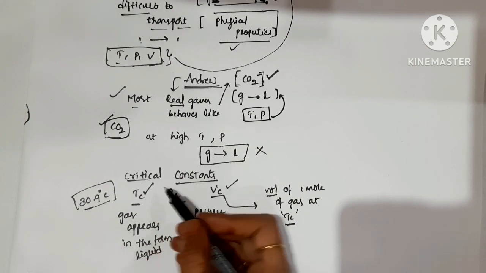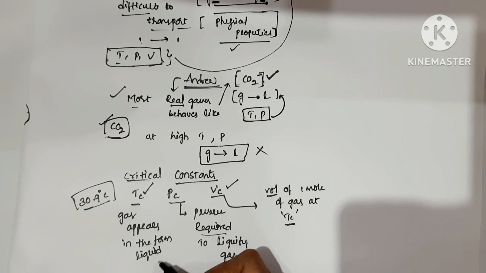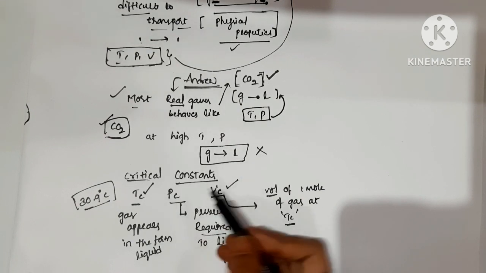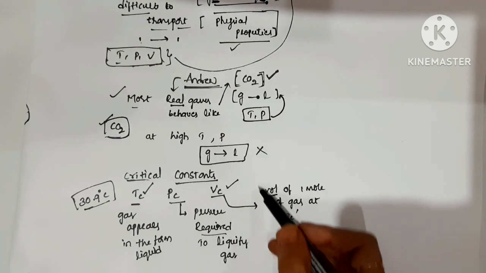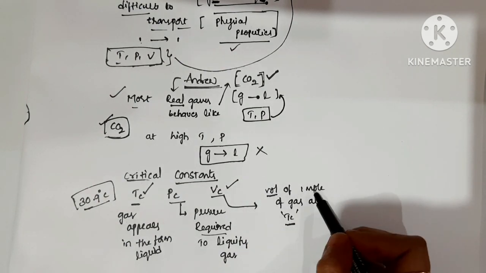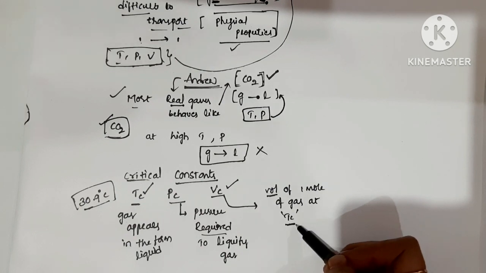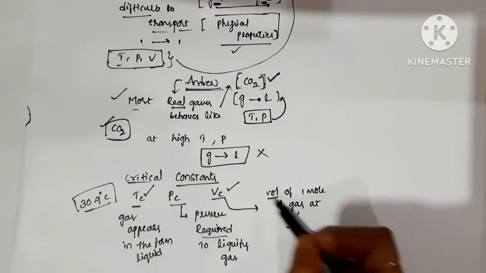So, critical temperature: at this temperature, the gas changes its state from gas to liquid. Critical pressure: the pressure required to liquefy the gas. Critical volume: the volume of 1 mole of gas at critical temperature.